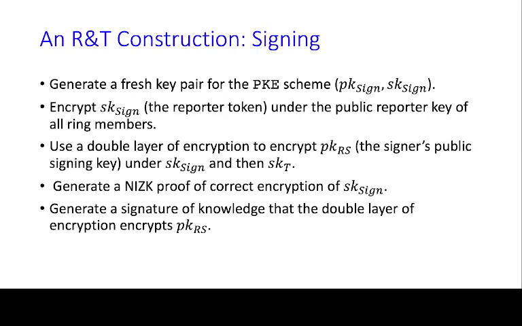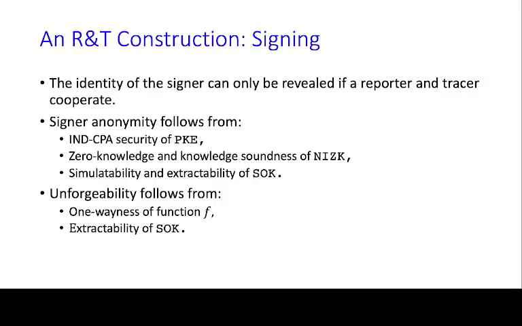The signer also provides a zero-knowledge proof that each reporter ciphertext encrypts the reporter token, and a signature of knowledge that the double encrypted ciphertext encrypts the signer's public reporter key. So, by using a double layer of encryption, we ensure that a reporter and tracer are both required to reveal the signer's identity. The tracer requires the reporter token to remove the double layer of encryption, and the reporter token can only be recovered by the reporter. The signer is anonymous if the encryption scheme satisfies CPA security.